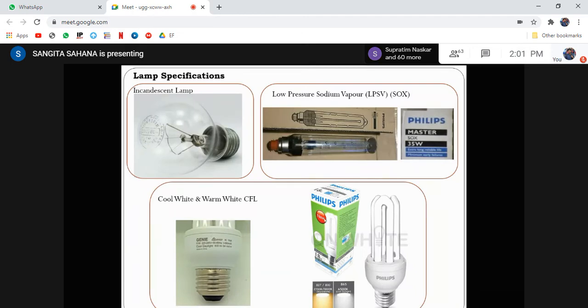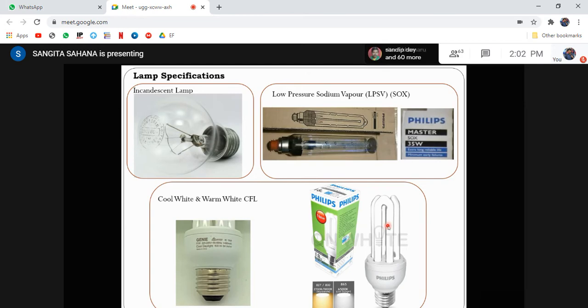So you can see the first figure, which is an incandescent lamp. Here it is written as 60 watt 230 volt, the wattage and the rated voltage. Here you can see it's a 35 watt low pressure sodium vapor lamp. And the third one is a cool white or warm white CFL. In this third figure, it is written as 11 watt, 220 to 240 volt rated voltage, current, etc. We already know that the incandescent lamp will emit some yellow kind of light, and from the LPSV we will get the pure golden yellow color.